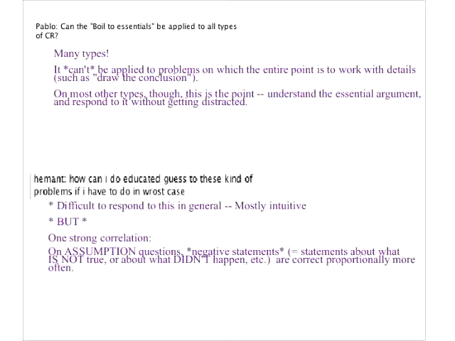This should make sense because whenever you make an argument, you always do make a whole bunch of assumptions about what won't be true or what won't happen. So it stands to reason that a lot of assumption questions will have these kinds of things as correct answers. Therefore, if you need to guess on an assumption question, but only if you need to make a wild guess, then guessing negative statements is a good idea.